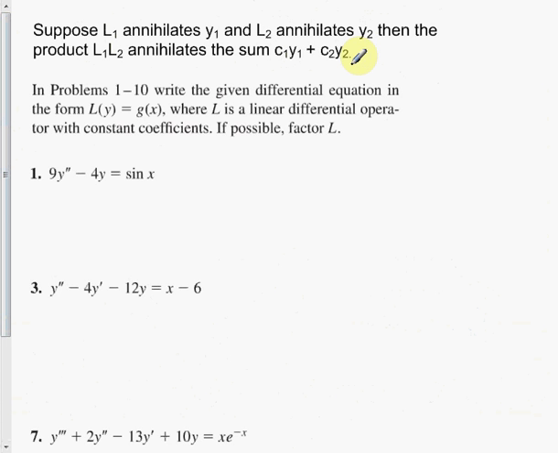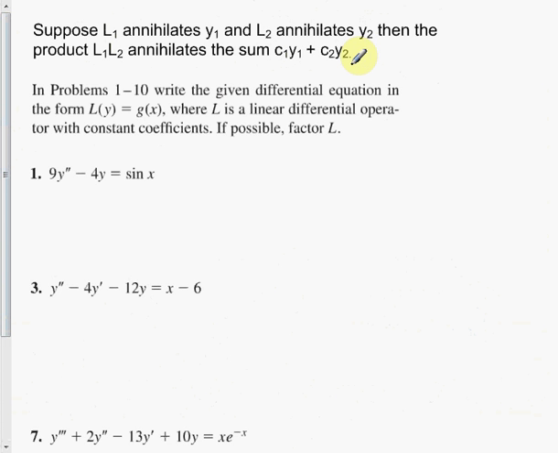Basically, you take L sub 1 times L sub 2, parentheses, on the C sub 1 times Y sub 1 plus C sub 2 times Y sub 2, and it does get rid of that. The sum of L sub 1 plus L sub 2 would not cancel the sum of C sub 1 times Y sub 1 plus C sub 2 times Y sub 2.